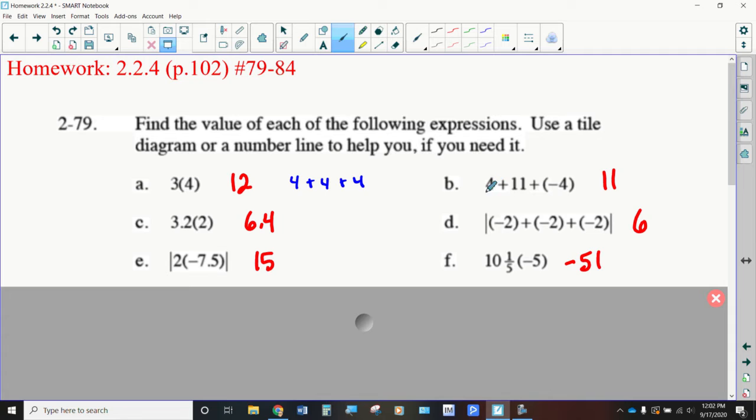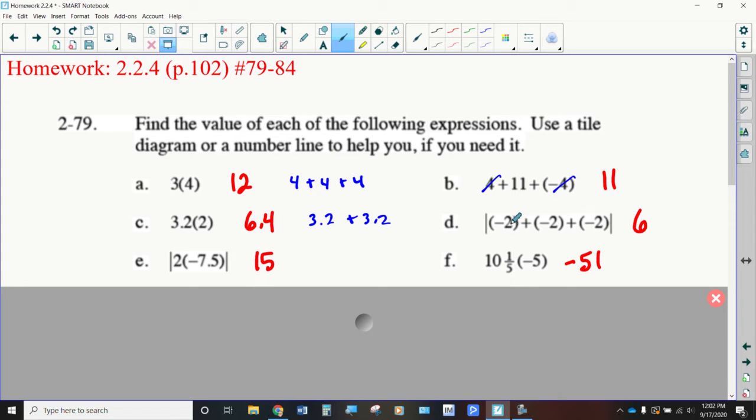Here it looks like we've got a 0 pair, so it's going to end up being 11. Here, rather than saying 3.2 twos being added together, you can do the reverse order and say 3.2 plus 3.2. So instead of having 3.2 twos, you say you have 2 3.2s, and that's what we've got there for 6.4.